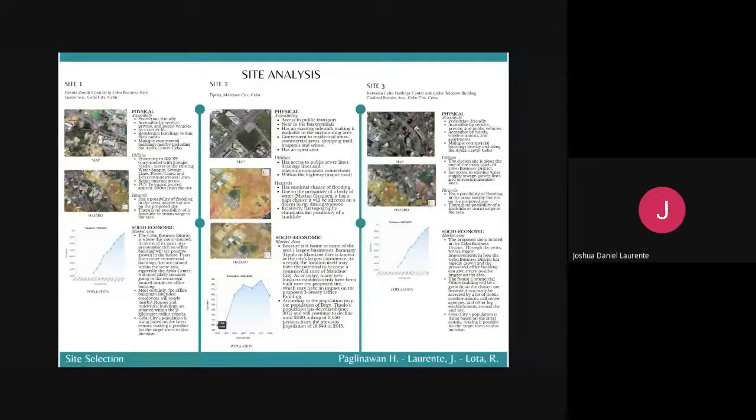Hello. So Site 3 is located in Cebu Business Park between the Cebu Holding Center and Global Time Company.